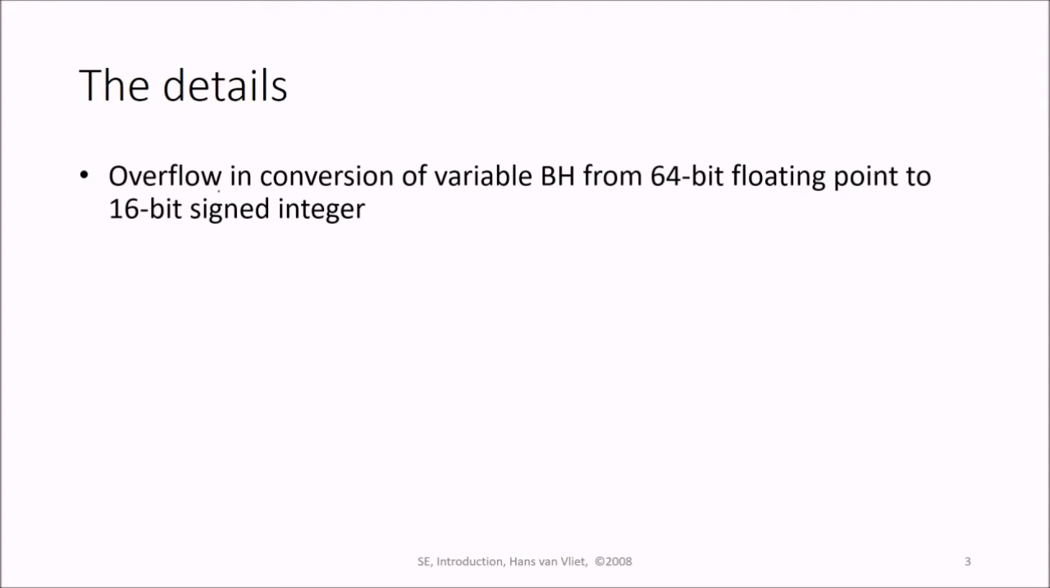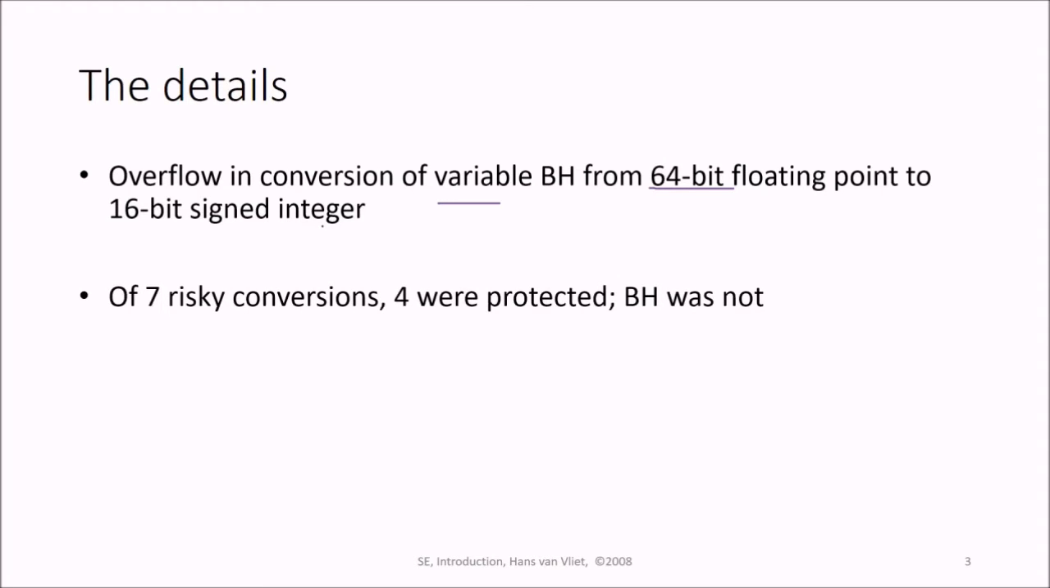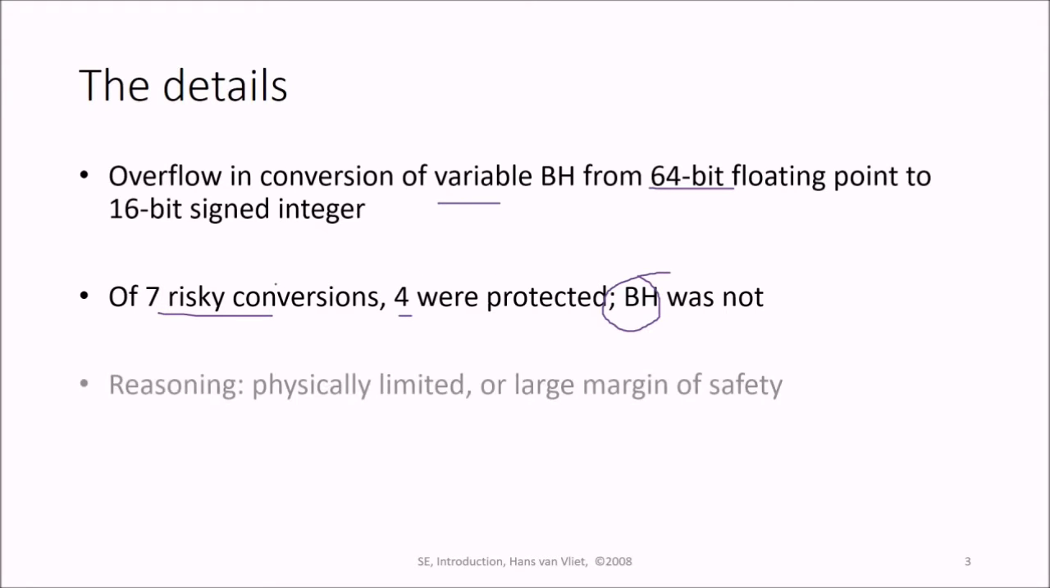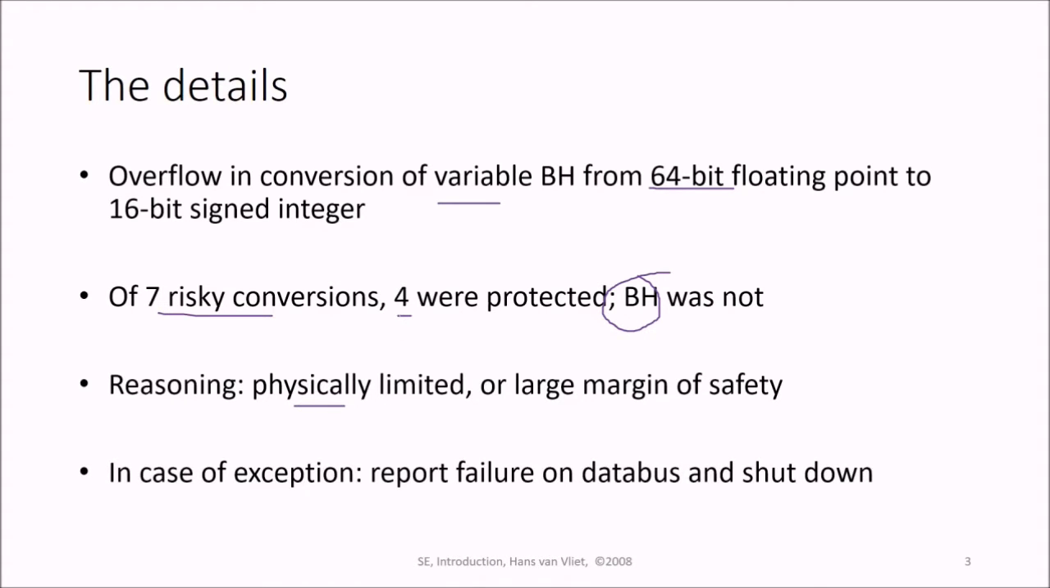The details: overflow in conversion of variable from 64-bit floating point to 16-bit signed integer. This was the cause. There was an overflow. So of the 7 risky conversions, 4 were protected. This was not. The reasoning was it was physically limited, or a large margin of safety can be considered. But in case of an exception, it should report full failure on the databus and should shut down.